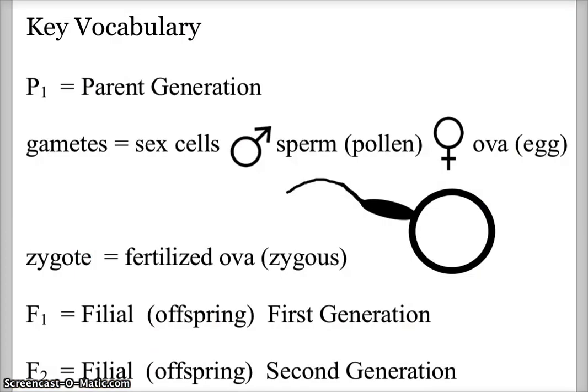Now some other key vocabulary we should be aware of. P1 is the parent generation. Gametes are the sex cells, sperm or pollen for the pea plants, ova or egg. When the sperm and egg join, the pollen and egg join, we get a fertilized zygote. This will create the F1 or filial first generation. And then from the first generation, we get a second generation F2 or filial 2 for the second generation.